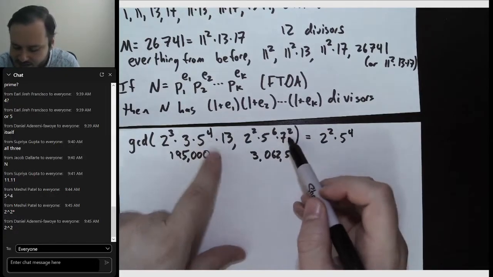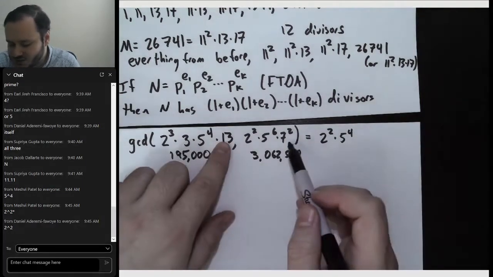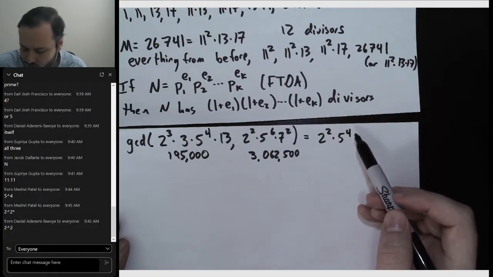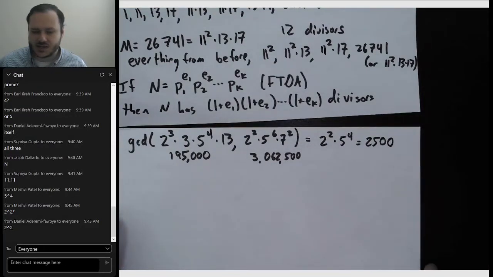This one has some 7s. This one doesn't. Neither of them have any 11s. This one has a 13. This one doesn't. 2 squared times 5 to the 4th, or 2,500, is my GCD.